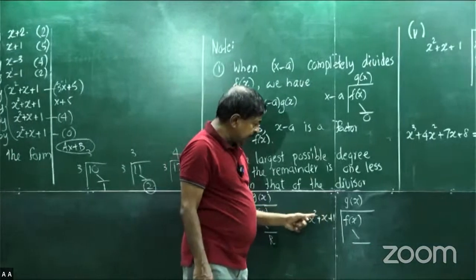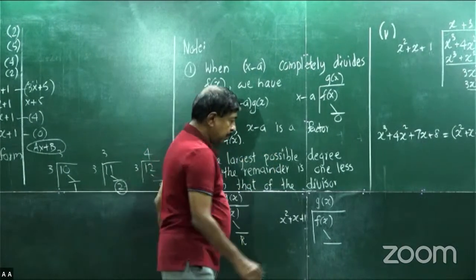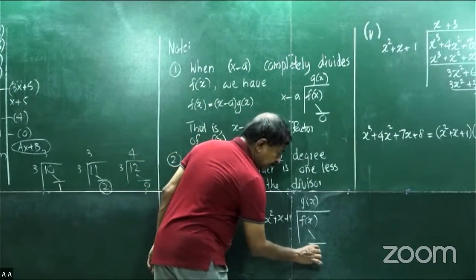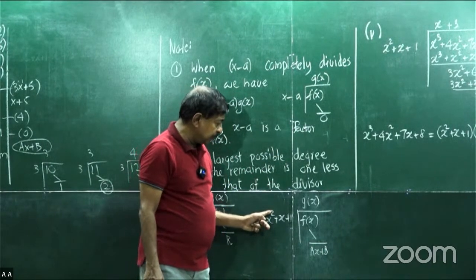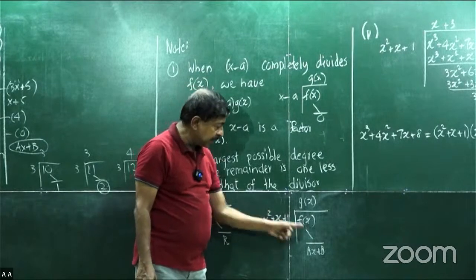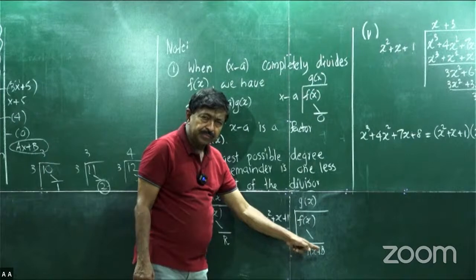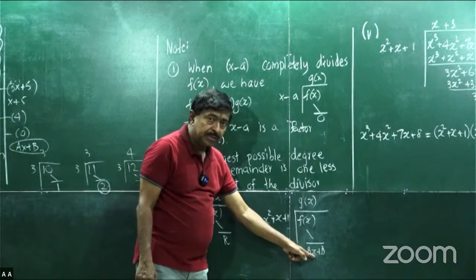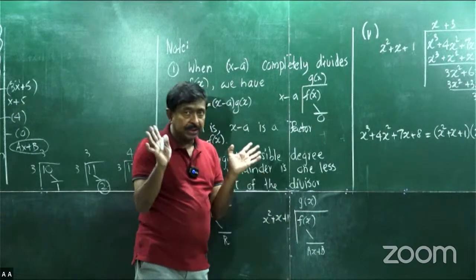Now, when the divisor has degree 2, you can assume that it has a remainder of these 4 forms. Why? Because the degree of the divisor is 1 greater than that one. Or in other words, the degree of the remainder is 1 less than that of the divisor. That's the largest possible degree anyway.